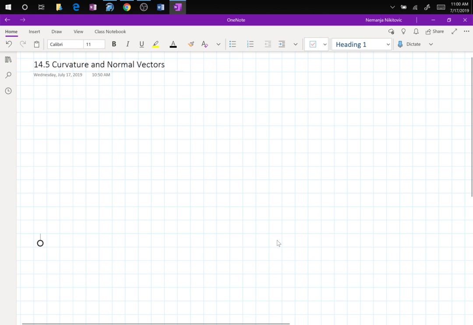Hello and welcome back to Calculus 3. This is the last section in chapter 14, which will deal with curvature, and we will talk about the unit tangent vector T. We will talk about normal vectors, in particular the unit principal normal vector, which can decompose into other stuff and so on. So let's take a look.